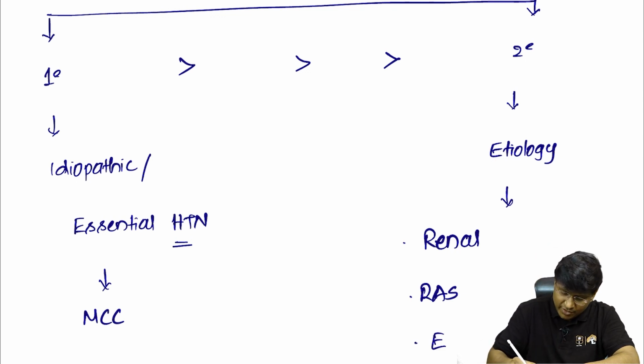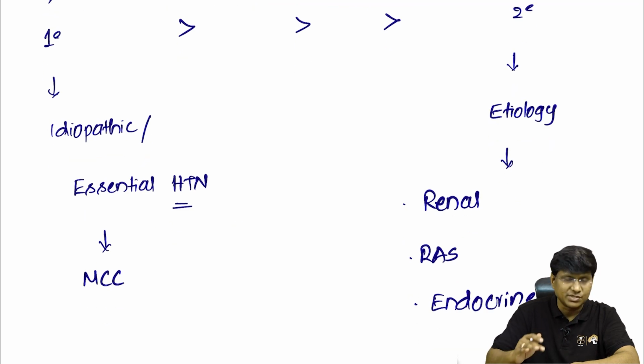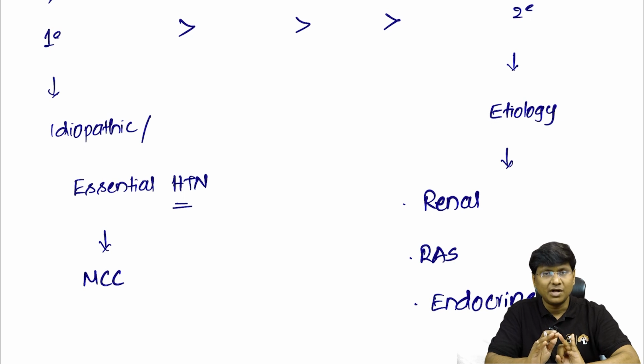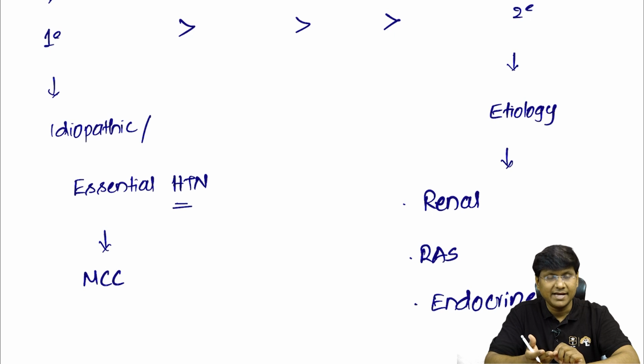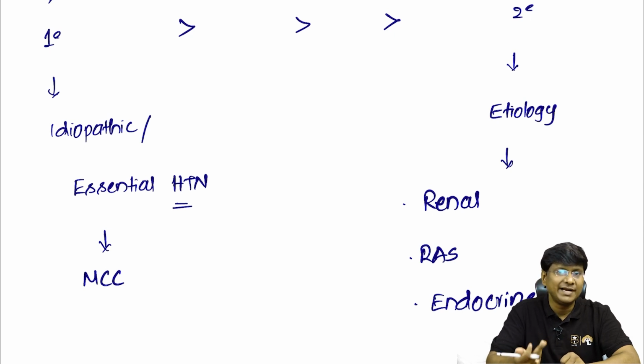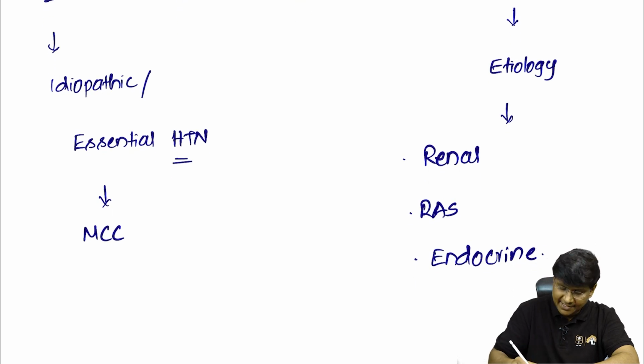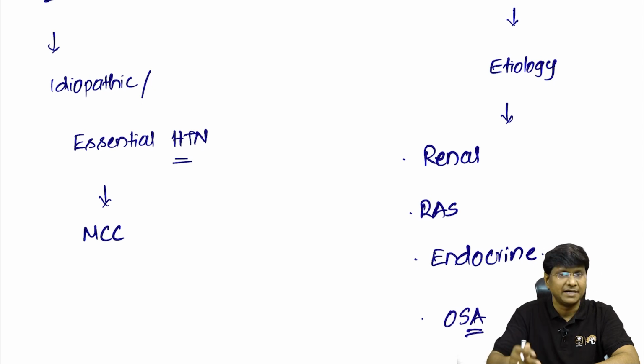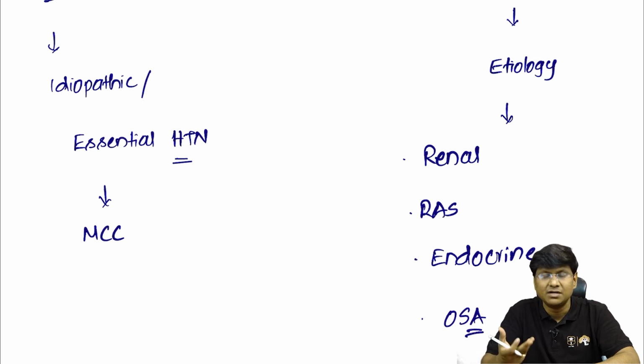Then we have some endocrine conditions which will be causing hypertension, and these include Cushing syndrome, Conn syndrome, hyperthyroidism, hypothyroidism, acromegaly, hyperparathyroidism. These are all the endocrine disorders which will be causing hypertension. And the next important are coarctation of the aorta and obstructive sleep apnea. Because of intermittent sympathetic arousal, there will be development of hypertension.